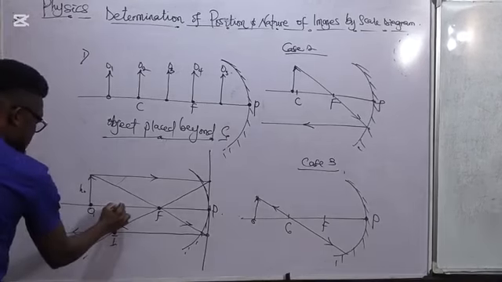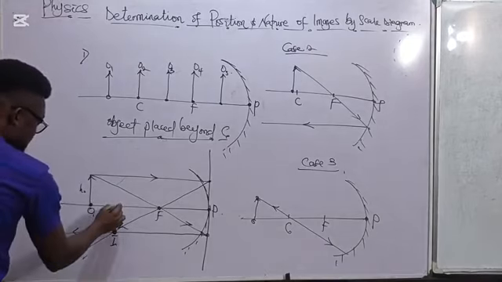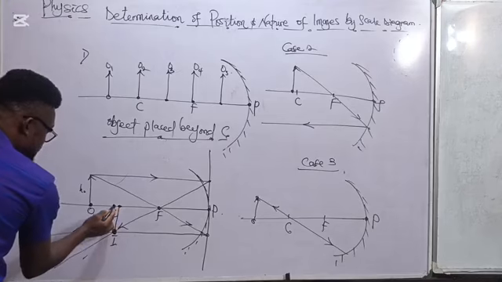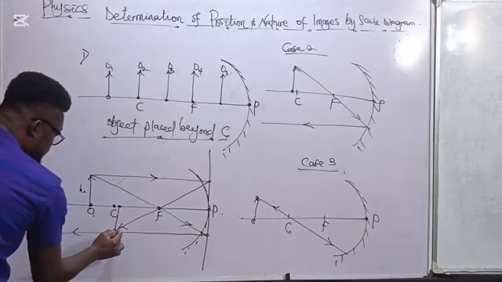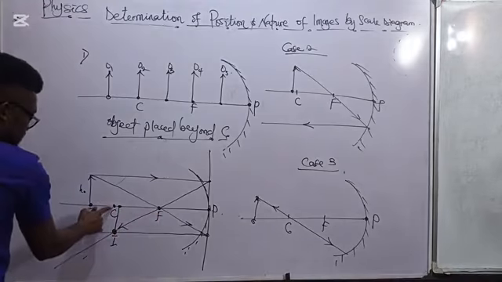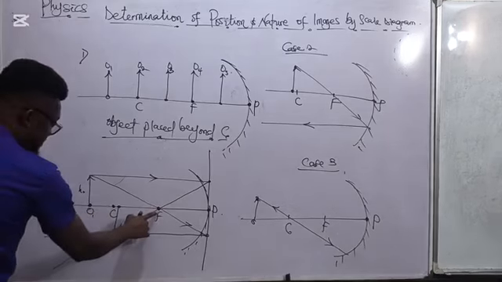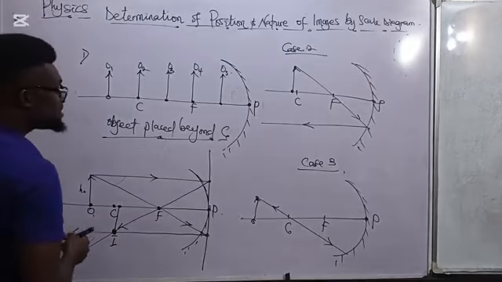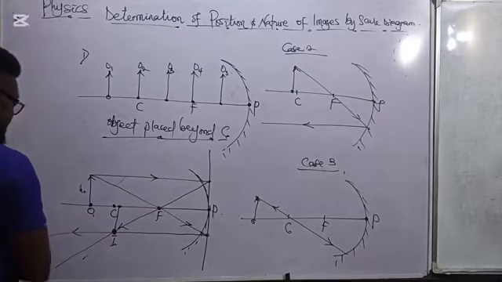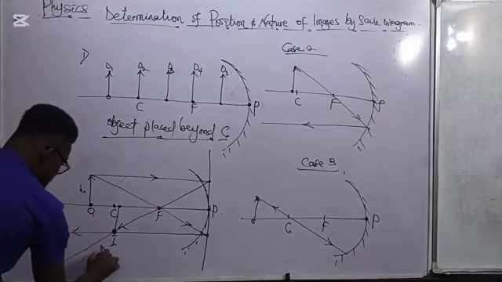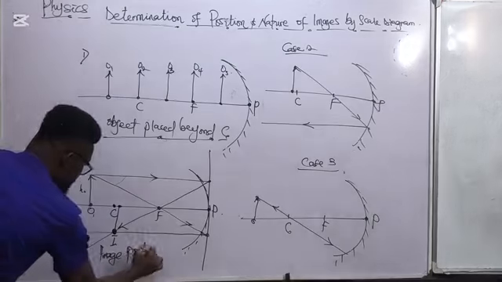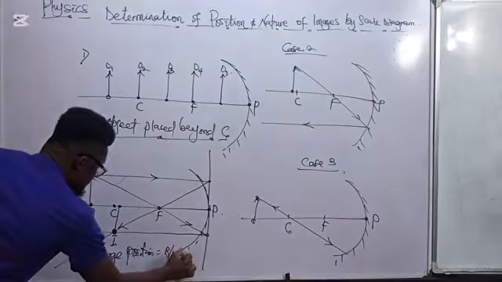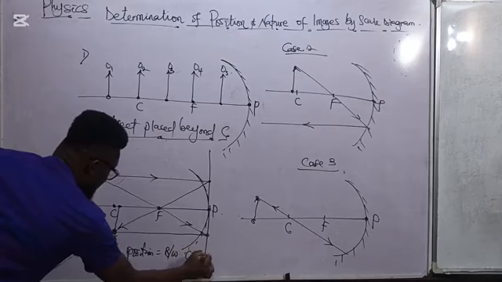Now look at where we obtain the image. The image lies between the center of curvature and the principal focus. So this is the image obtained between the center of curvature and the principal focus. The image position, we said, is between C and F.